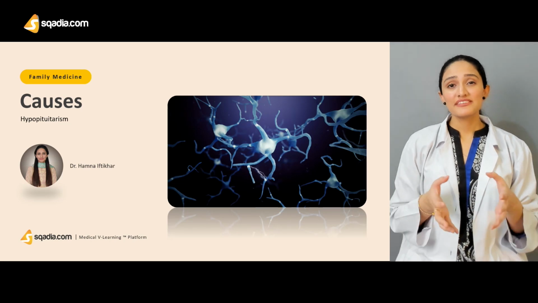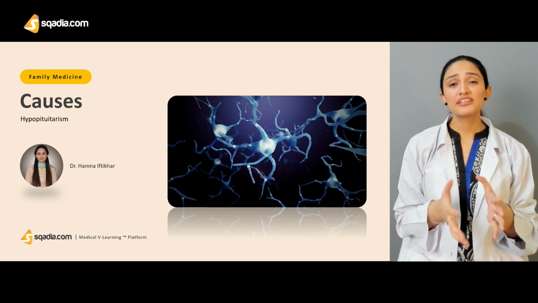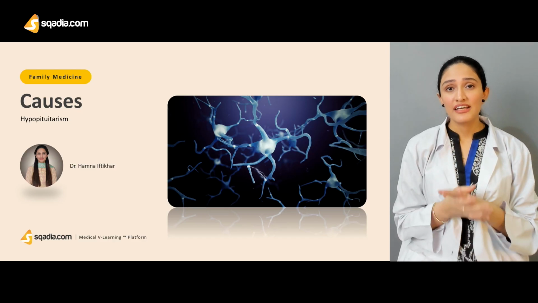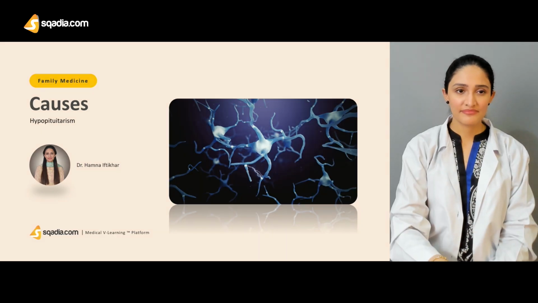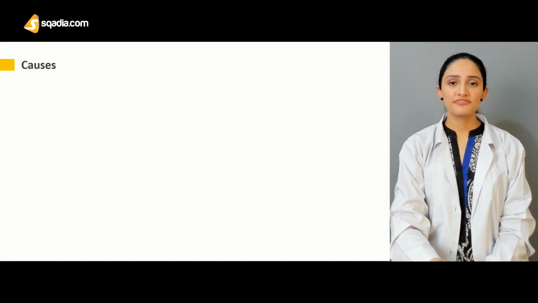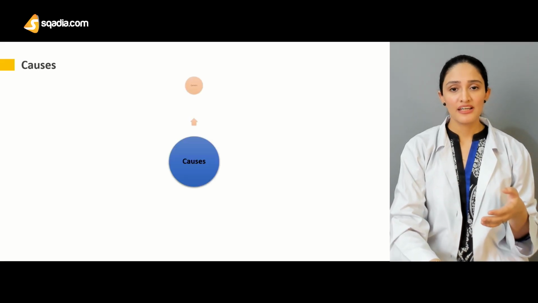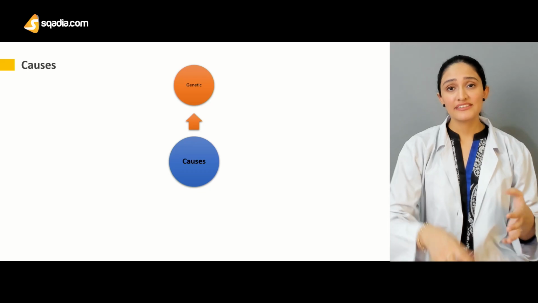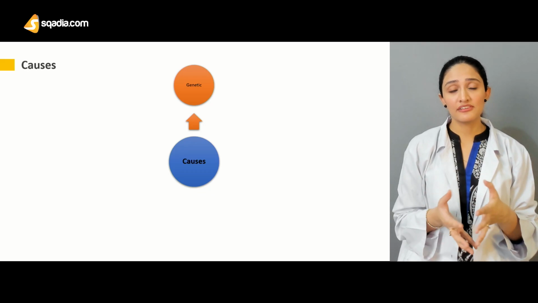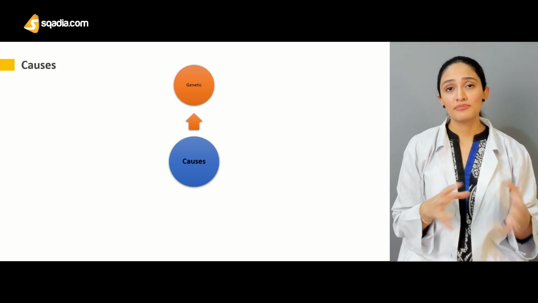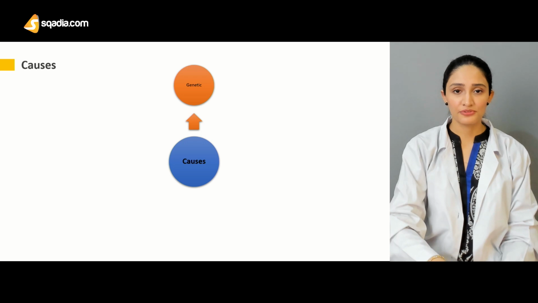So coming to the next section about hypopituitarism, we'll be talking about the causes. What are the etiological factors that can cause hypopituitarism in a person? So if we list a few of the causes of hypopituitarism, first being genetics, as you all know that there is a lot of evidence of genes being involved in any of the problems within the endocrine system. So genetics has a very important role.